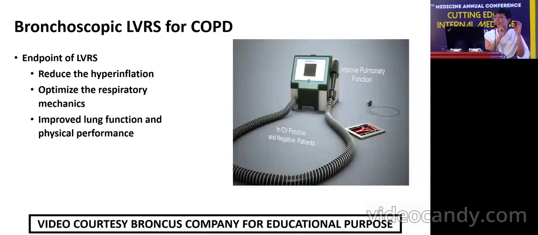How do we do it? We pass a catheter through the bronchoscope into the diseased lung. You have to identify those areas with a properly done CT scan. And then with that catheter, a precise dose of thermal water vapor is delivered, which causes the inflammatory reaction and scarring, and that area becomes small. So what is the principle behind doing this bronchoscopic LVRS for COPD? It improves the lung function and physical performance.